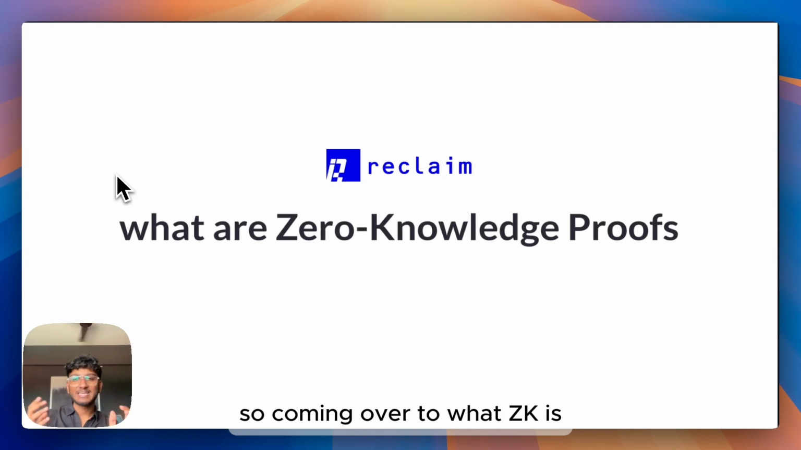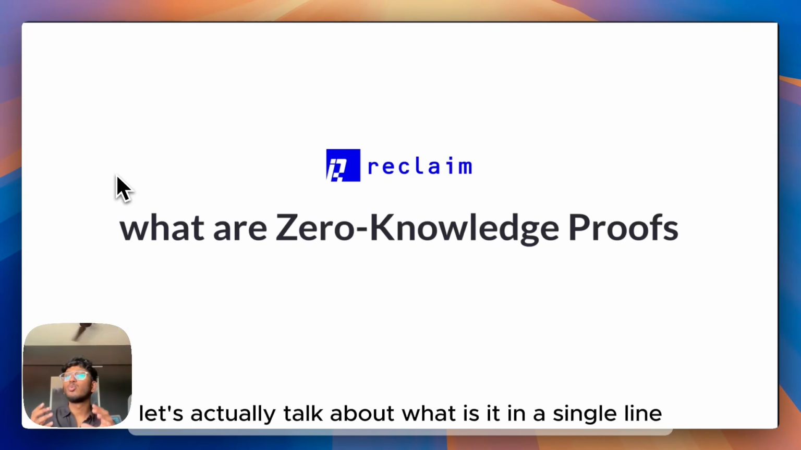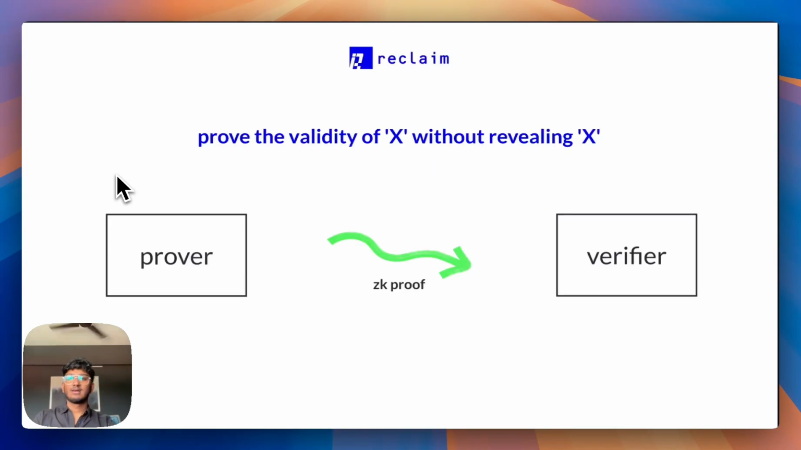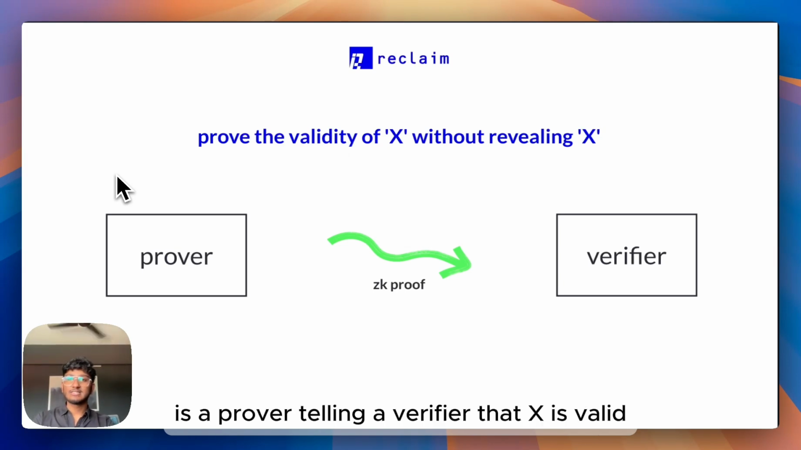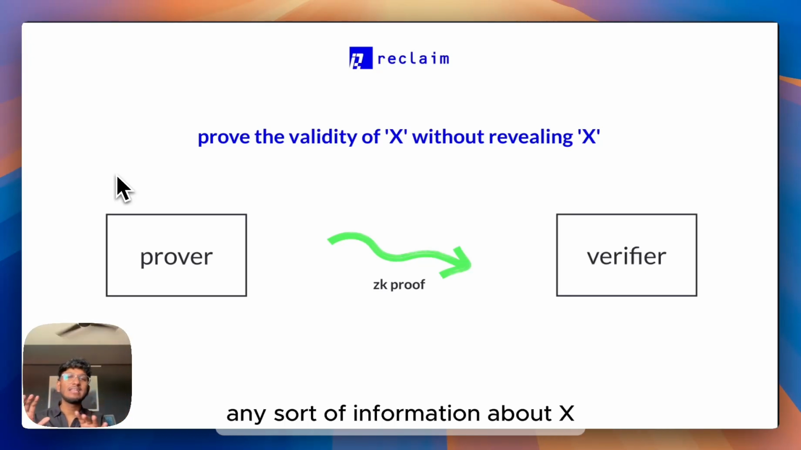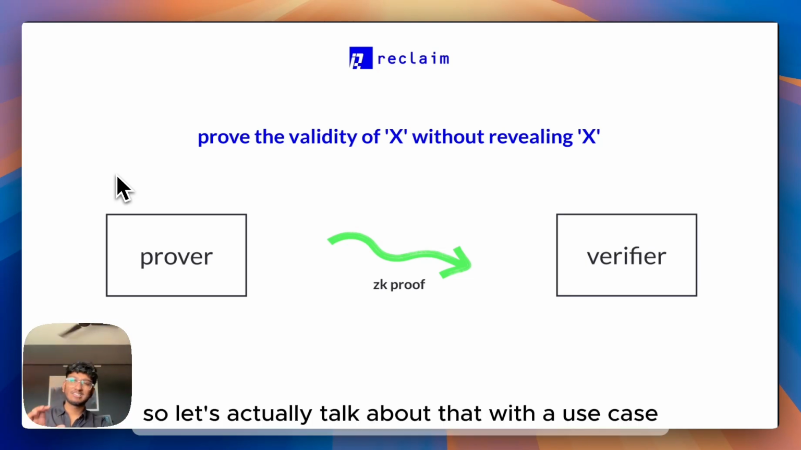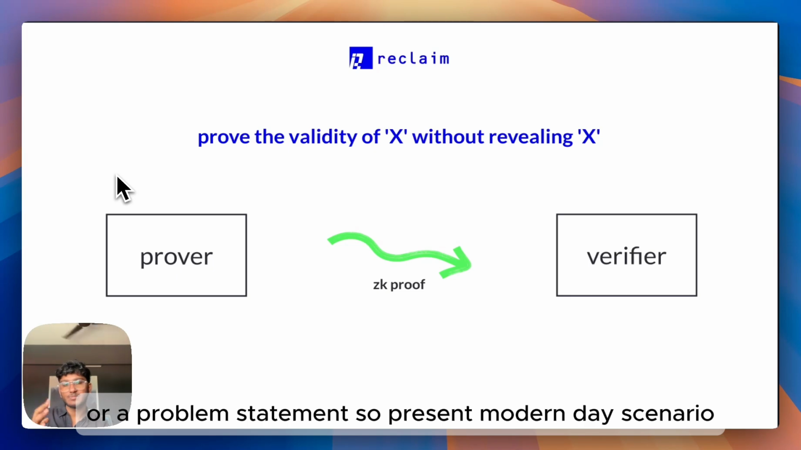So coming over to what ZK is, let's actually talk about what it is in a single line. A zero knowledge proof essentially is a prover telling a verifier that X is valid without actually revealing any sort of information about X. So let's actually talk about that with a use case or a problem statement.